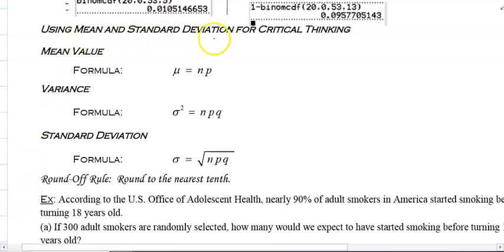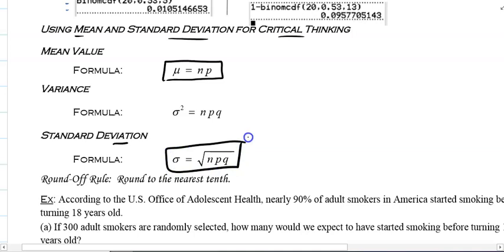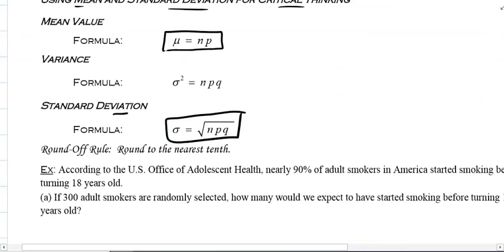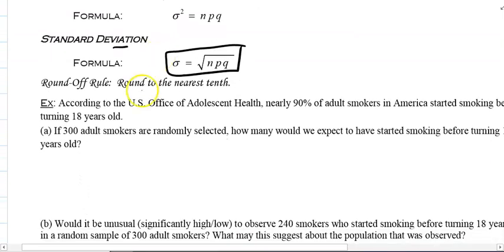Using mean and standard deviation for critical thinking. The mean formula for binomial distribution is n times the probability of success. And the standard deviation is the square root of npq. Remember, q is the probability of failure. Round off rule the same as before. In this case, we're going to round to the nearest tenth.